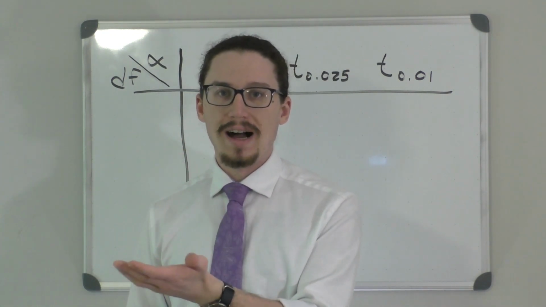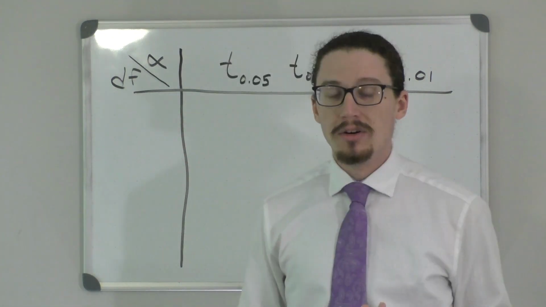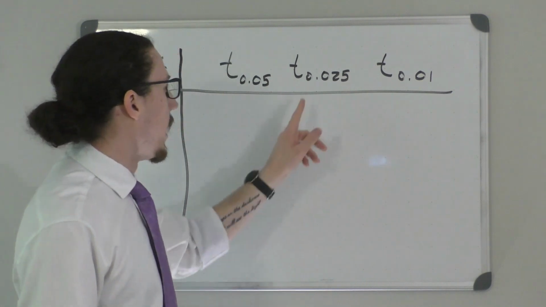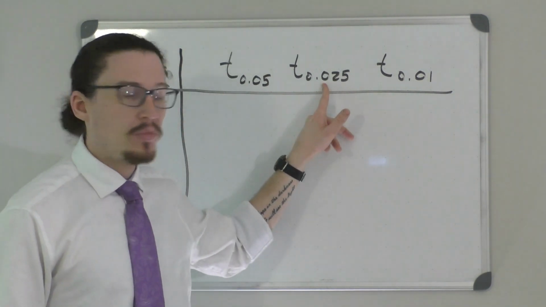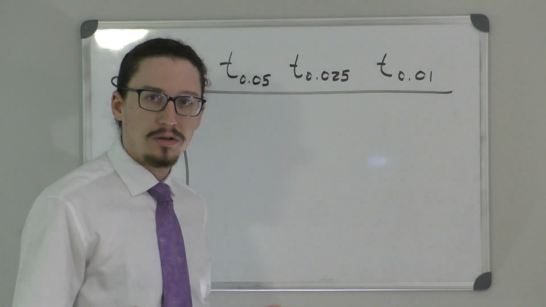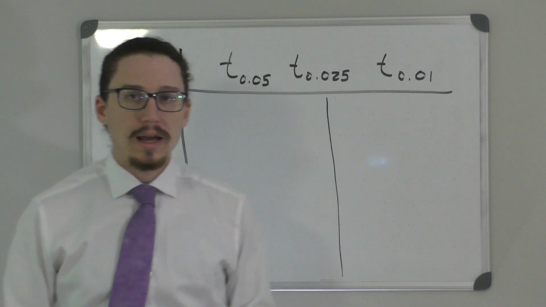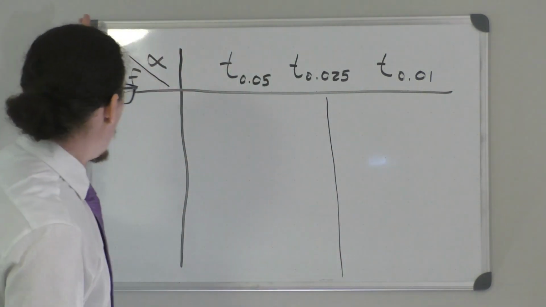If, say, for instance, we're doing a 95% confidence level, that means alpha is 0.05. Divide that by 2 to get 0.025, and then we look for that up here. And so that would tell us that this is the column our critical value falls in.